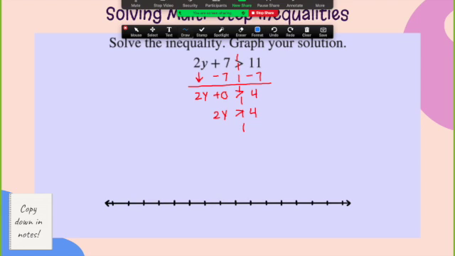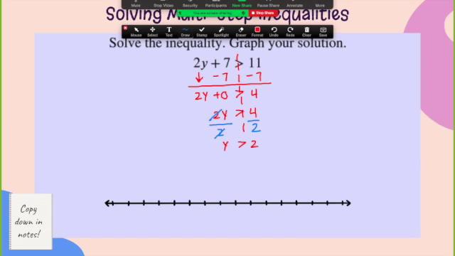The next step is to divide by 2 on both sides, since I see here that 2 is multiplying with y. So I want to complete the opposite operation, which is to divide by 2, and that would cancel out my 2, and I'm left with y being greater than positive 2.